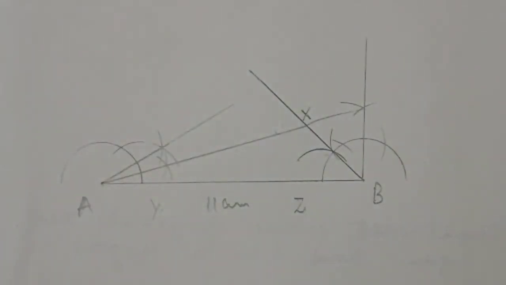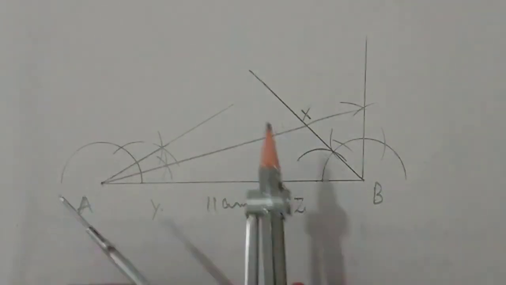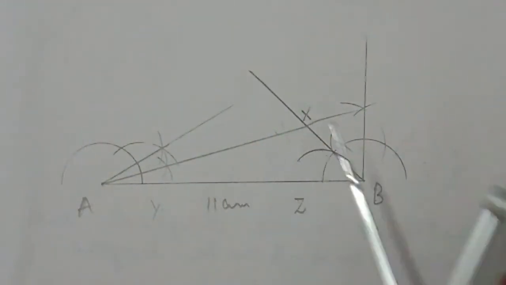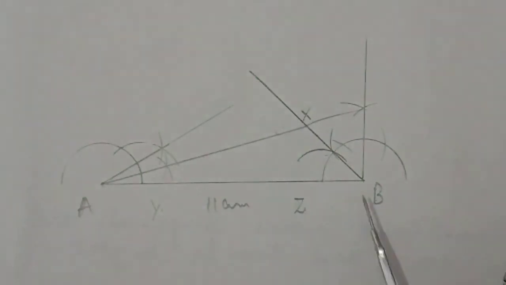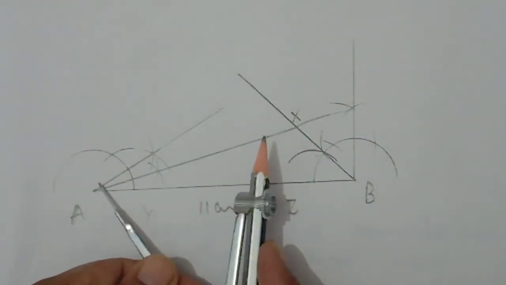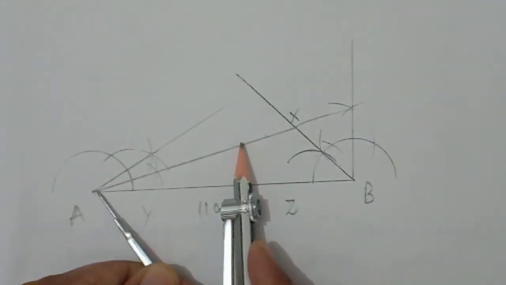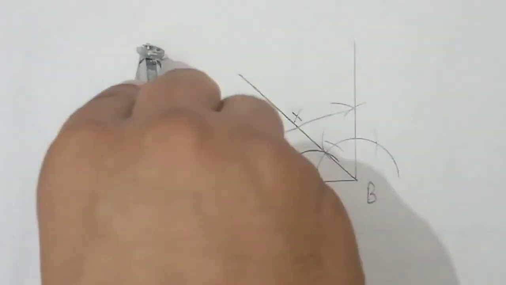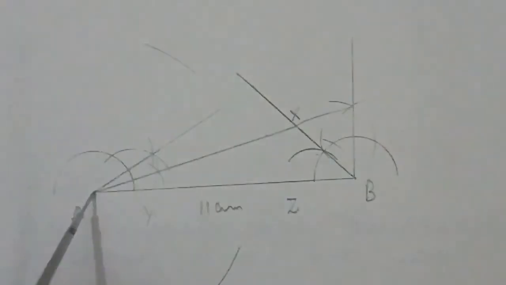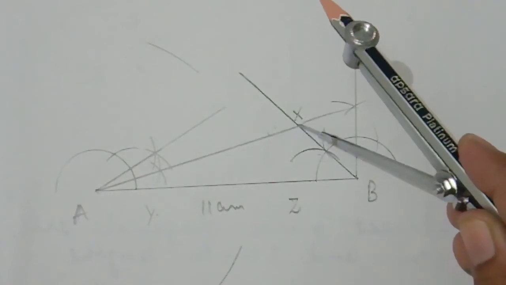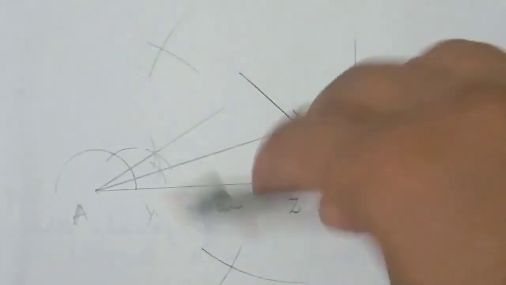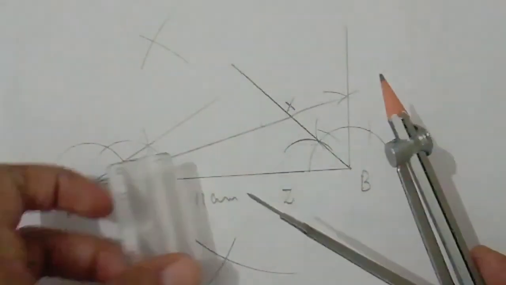So students, now X is fixed, but we do not know about Y and Z. So what is the process of finding Y and Z? We have two lines, AX and BX. Remember, AX and BX, the angle bisector lines. We have to bisect these two lines, so we have to open our compass more than half and then draw two arcs like this from A and X points, and then we have to meet them.